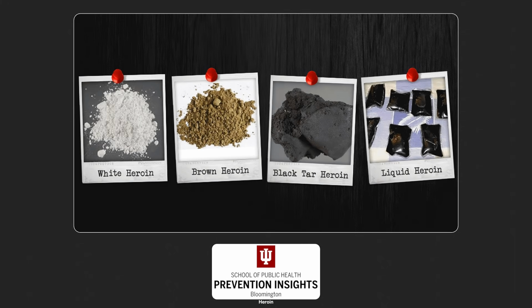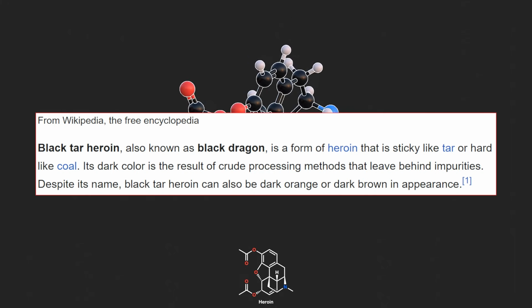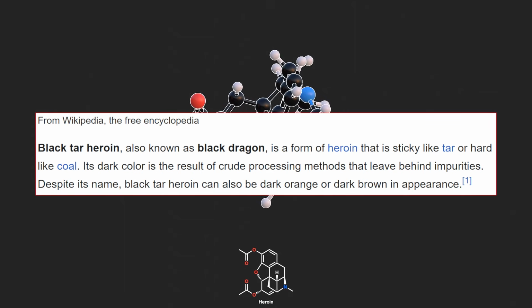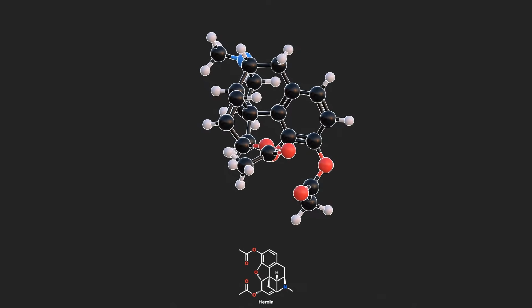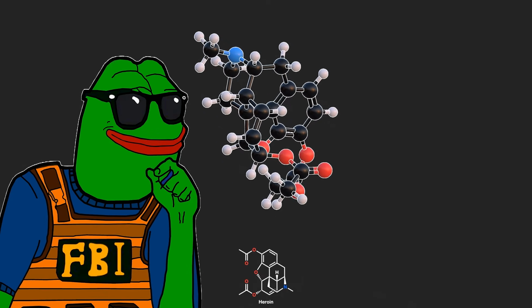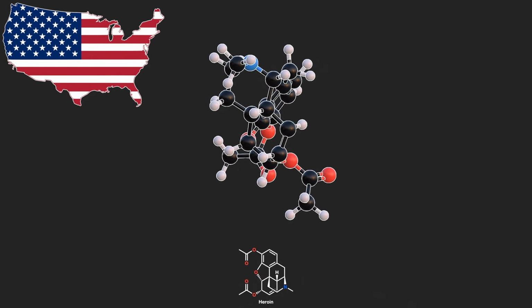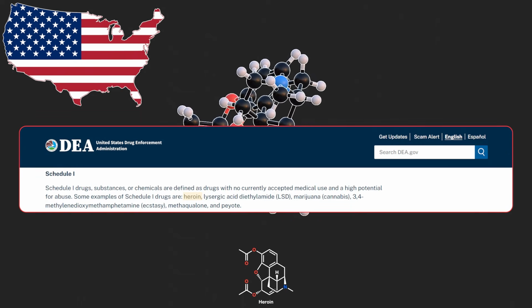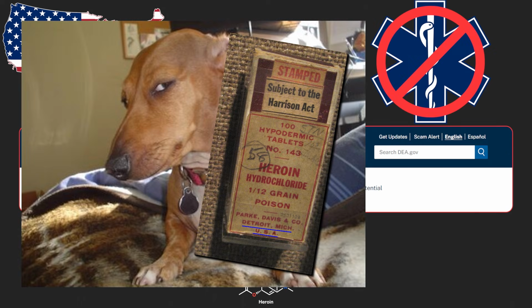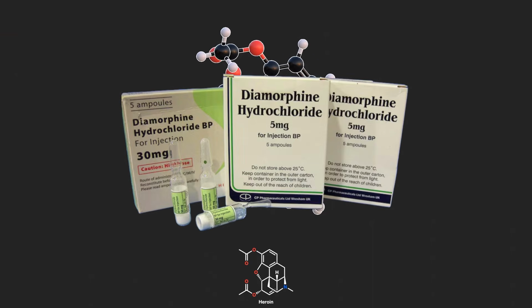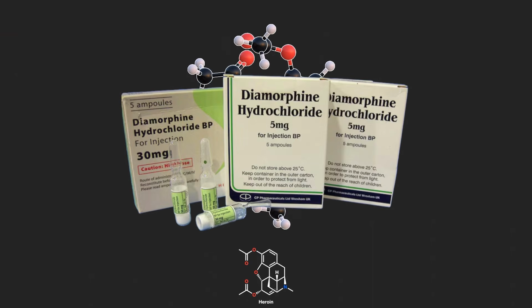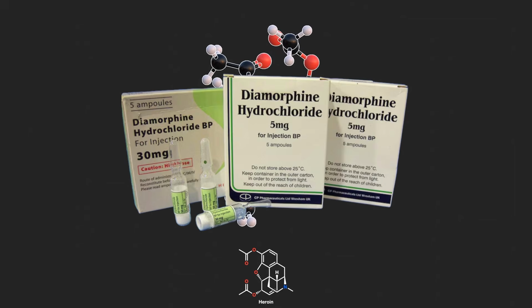Heroin often comes in different forms, the most recognizable being black tar heroin, where the crude processing leaves behind impurities resulting in a black, coal-like appearance. Like its prescription counterparts, heroin is highly addictive. However, it is illegal in most countries, and in the United States is considered a Schedule I controlled substance, meaning that it has no accepted medical use and has a high potential for abuse. In other countries, heroin is used medically to relieve pain, such as during childbirth or for opioid replacement therapy.